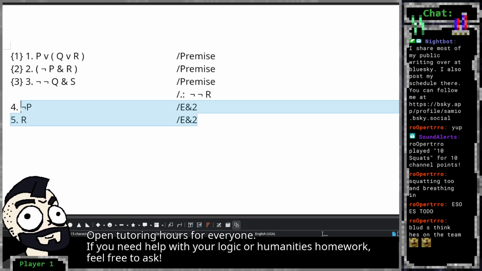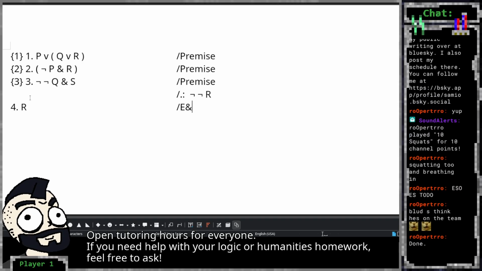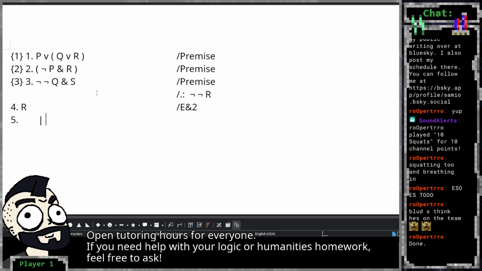See, with all I was talking about earlier, I completely missed the troll of this exercise. I effectively trolled myself. So I just have R from 2, and that's all I need, really. So elimination 2. And I want not R. So if I want to add a negation, then I start a subproof. I want to add a negation to this, so I start a subproof with not R.